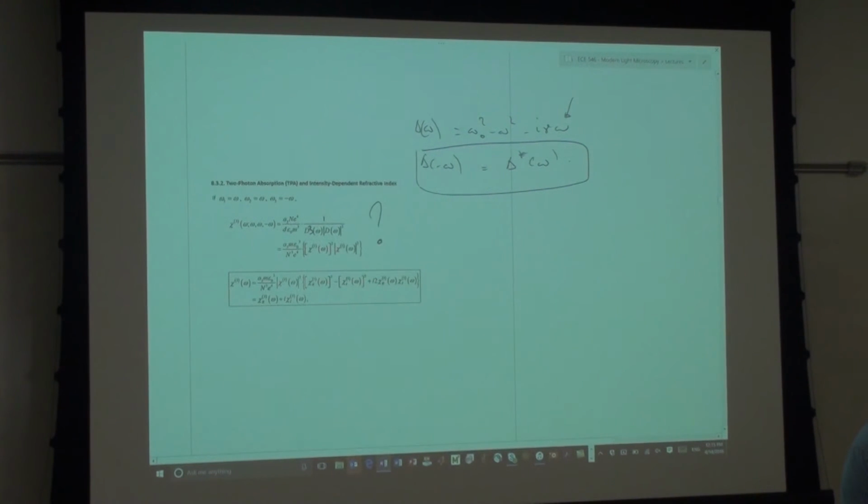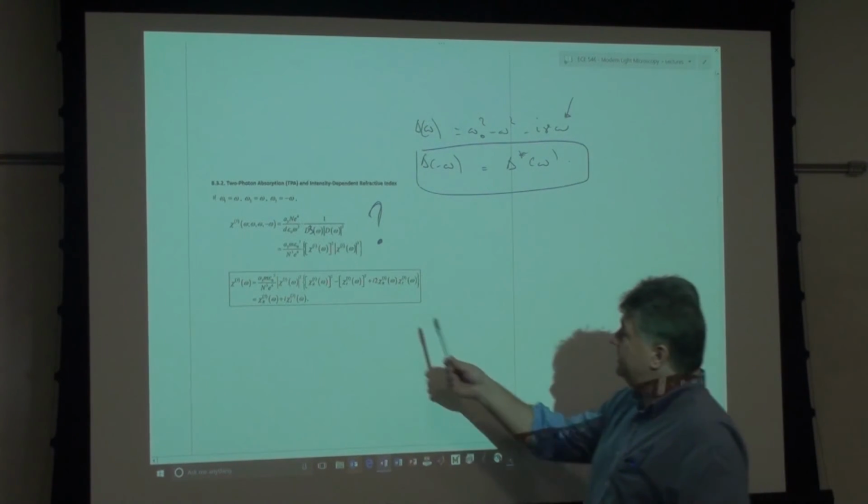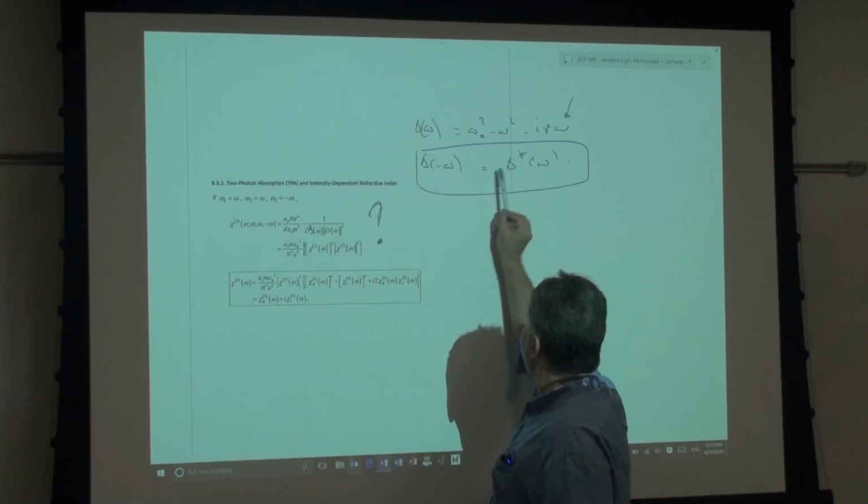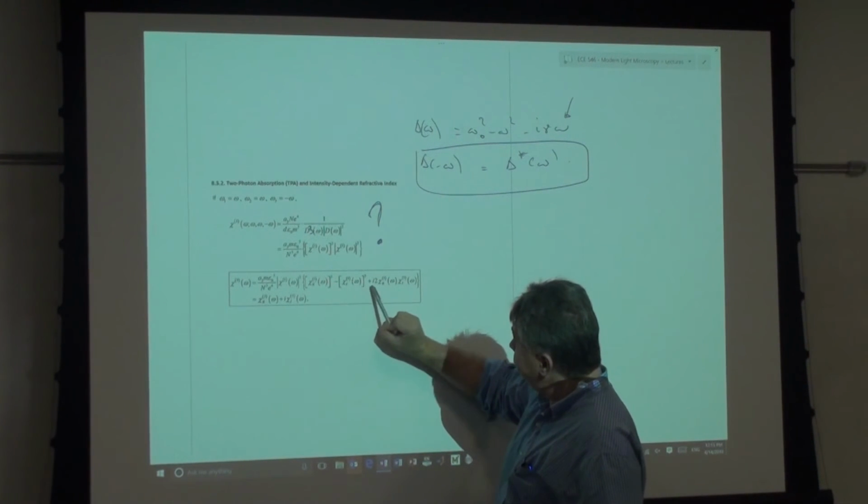Okay, I'll fix this myself. There's something wrong in here. But what's important is that when you look at the real and imaginary parts, so try to break this down.